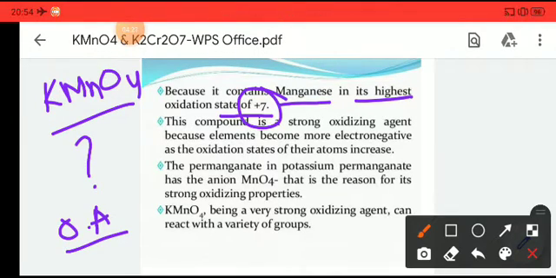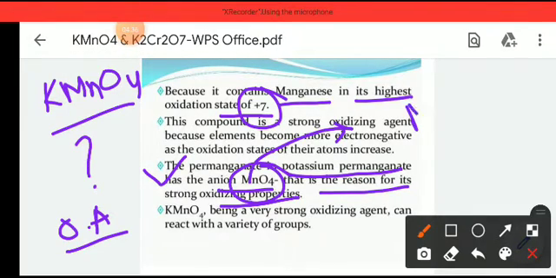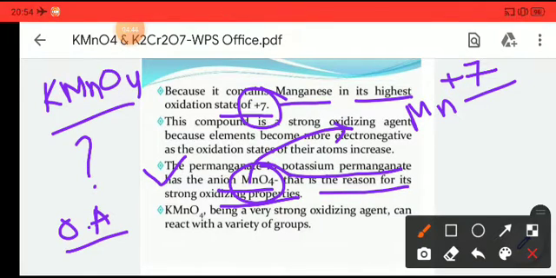Due to this +7 oxidation state, manganese can act as an oxidizing agent. Potassium permanganate has the anion MnO4 minus, which is the reason for its strong oxidizing properties, because in MnO4 minus the manganese has an oxidation state of +7. Due to this +7 oxidation state it acts as a good oxidizing agent. It has been written here as well: KMnO4, being a very strong oxidizing agent, can react with a variety of groups.